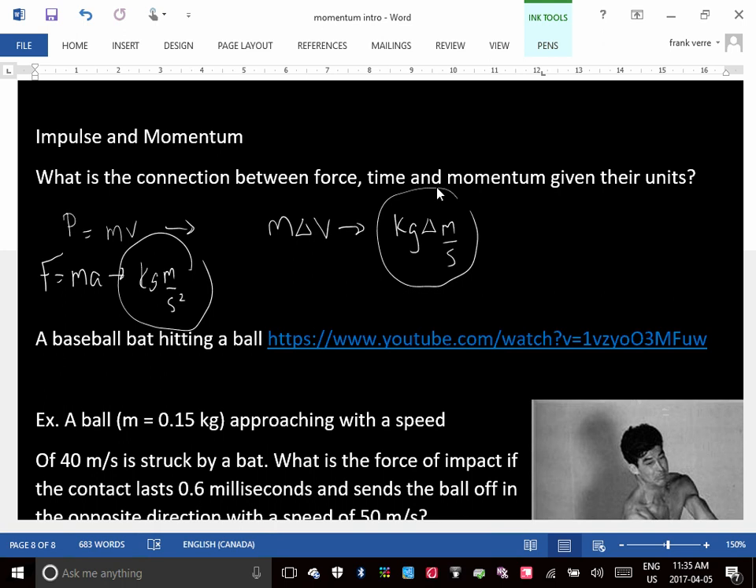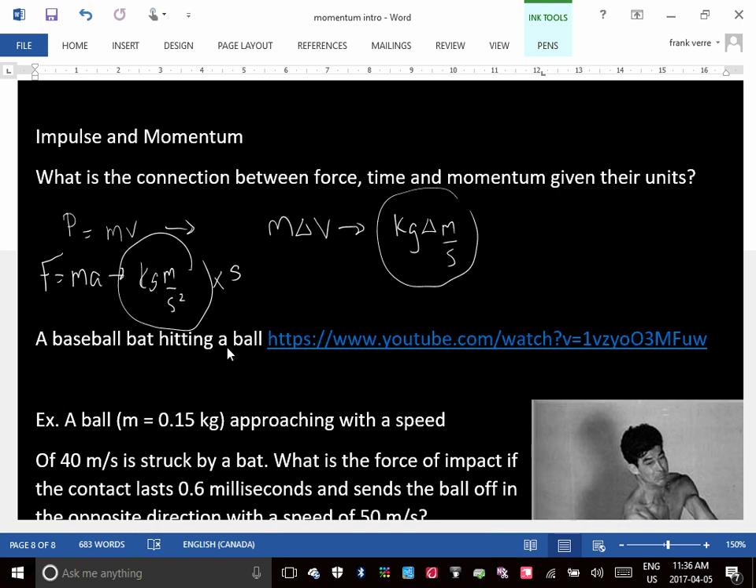So my question to you is, how can I convert this unit into this unit? What could I multiply here to get this unit? The answer is simply seconds. Right? This is telling us something. If we take force, which we know is kilogram meter per second squared, and multiply it by time in seconds, you get a change in momentum.